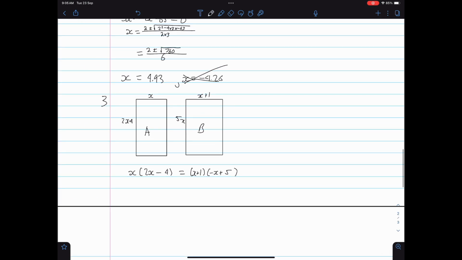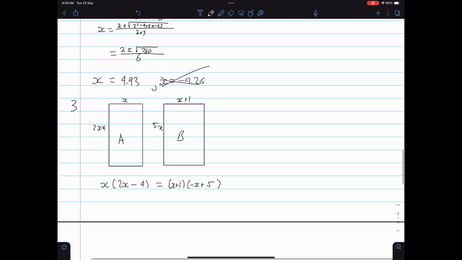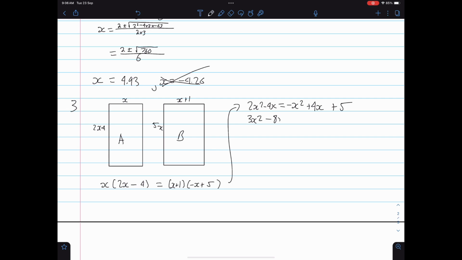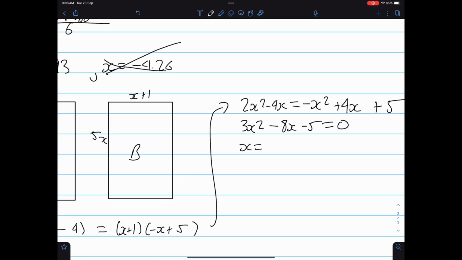So now I'll expand this and I'll expand it up here. 2x squared minus 4x, and then this is equal to minus x squared plus 5x minus x, so that's plus 4x, and then you add 5. This makes it 3x squared minus 8x minus 5 equals 0. Now you do the quadratic formula.